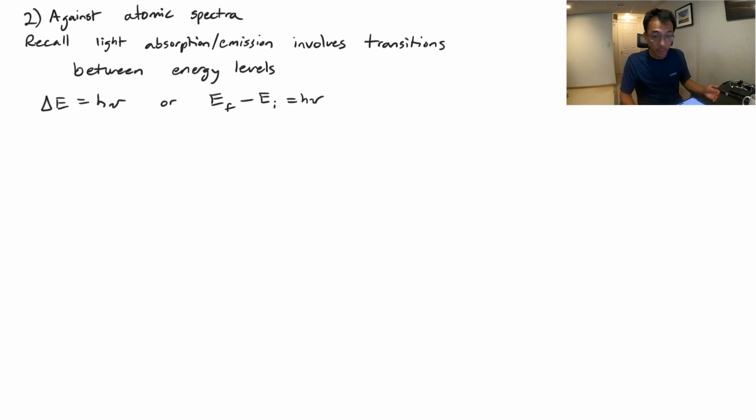And so again, that means that you have this delta E is going to be equal to h nu. That's kind of just one of these equations we should try to know. Or expressed more expanded out, that's going to be your final energy of whatever it is that you're dealing with minus the initial energy of whatever you're dealing with, and that's going to be equal to h nu.